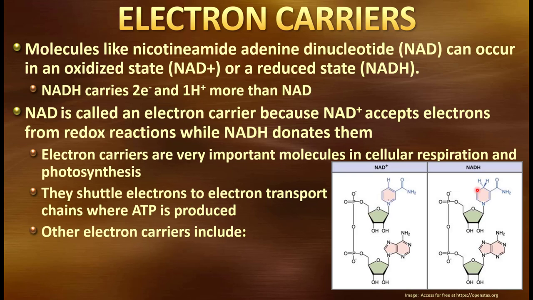There's other electron carriers. We have FAD and FADH2, not quite as high an energy molecule as NAD, so the energy that we get from this carrier isn't quite as high. And then we also have NADP and NADPH. This is found in photosynthesis.